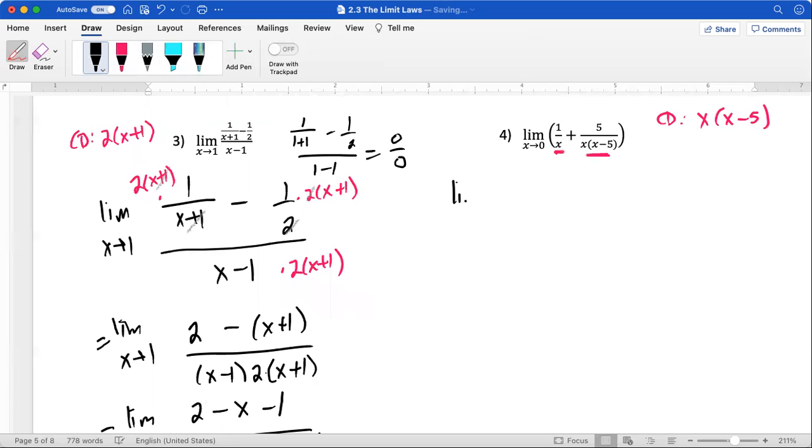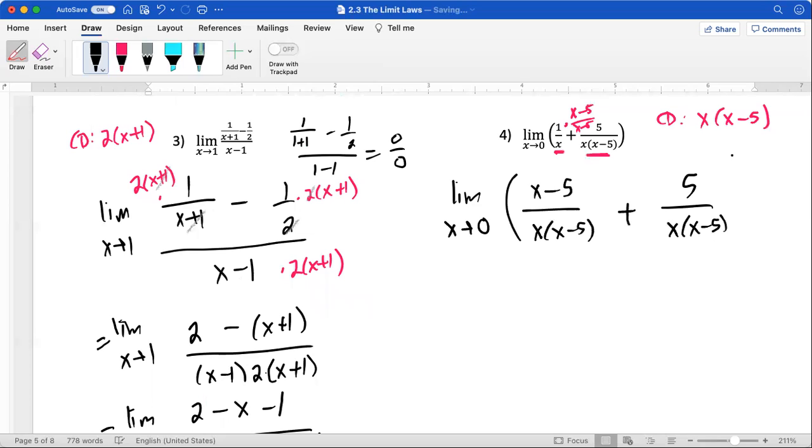So what I'm going to do is try to make that first term in the expression have the same denominator. To do that, I need to multiply the numerator and denominator by x minus 5. So that gives me x minus 5 over x times x minus 5 plus 5 over x times x minus 5. Again, I'm only doing this because when you try to plug 0 in, you get 0 in the denominator, and that's bad. We don't want 0 in the denominator. Okay, so let's keep going.